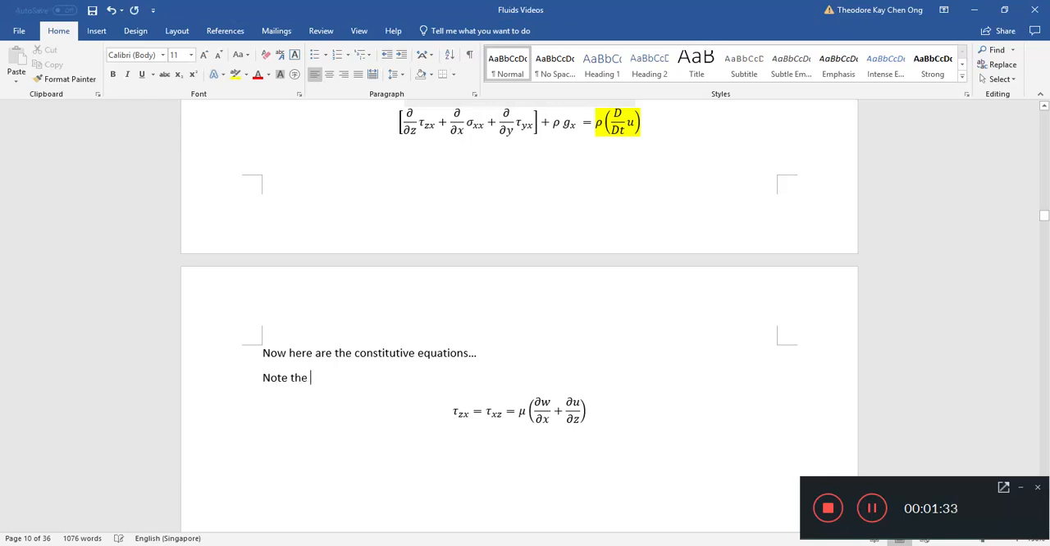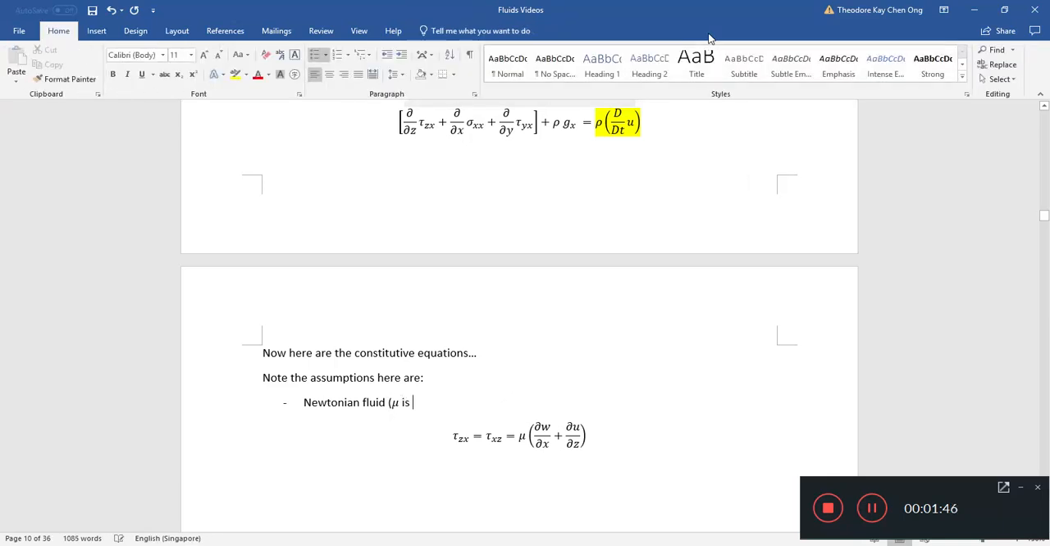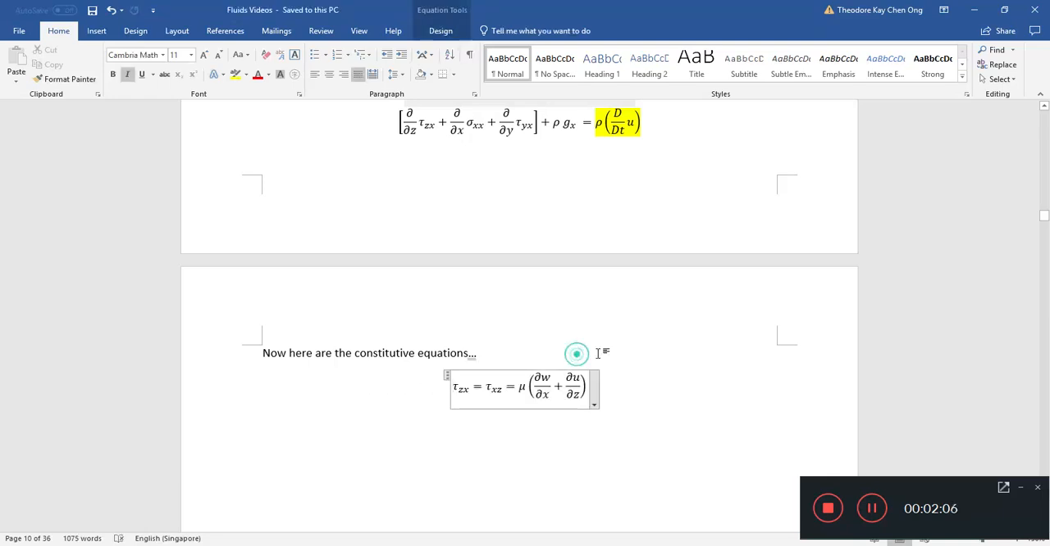Note, the assumptions here are Newtonian fluid, mu. I'll just say this is by Stokes. Okay, so that's tau zx.